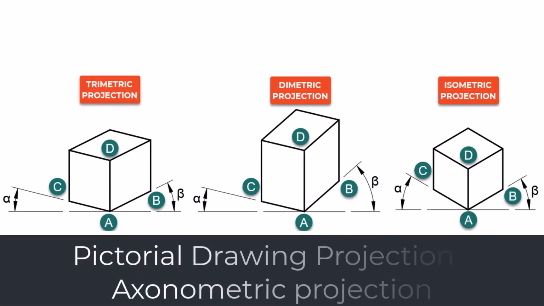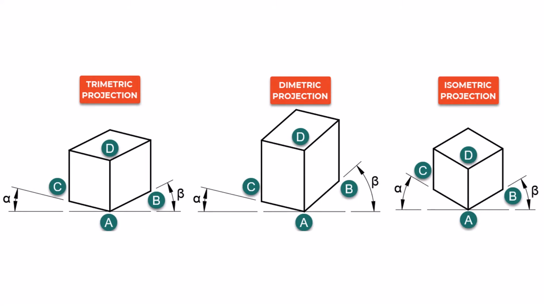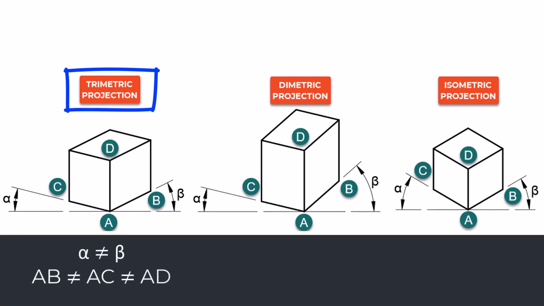Axonometric projection. The axonometric projection is similar to the perspective projection except that there is no vanishing point. The object can be placed at any orientation with respect to the viewer. The axonometric projection can be divided into three groups, trimetric, dimetric, and isometric projection. The trimetric projection provides an infinite number of possible projections. On this projection, the angles alpha and beta are not equal, and the same goes for the sides AB not equal AC, and AC not equal AD.